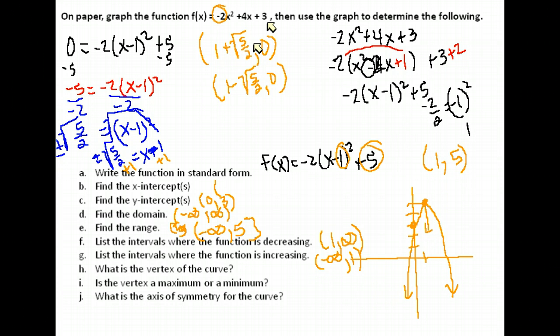What is the vertex? We found that that is at 1, 5. Is the vertex a maximum or a minimum? It's the top, so it's a maximum. And what is the axis of symmetry? The axis of symmetry is always x equals the x part of our vertex, which was 1. Okay, so here is a long, drawn-out problem. We wrote it in standard form by completing the square.